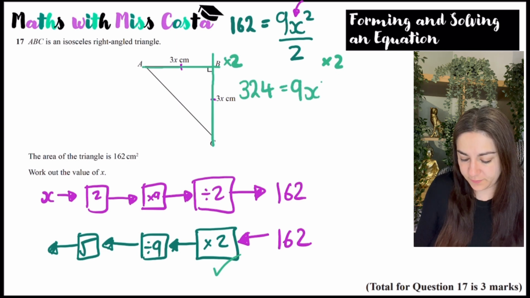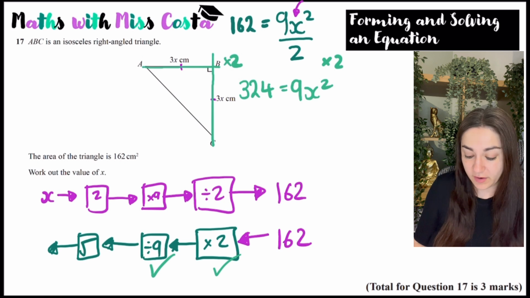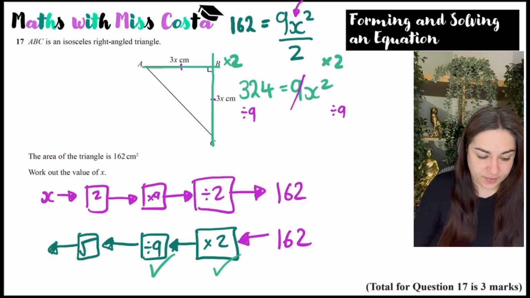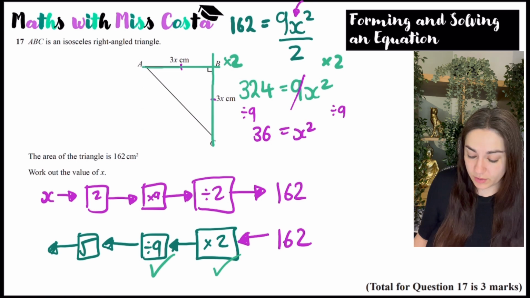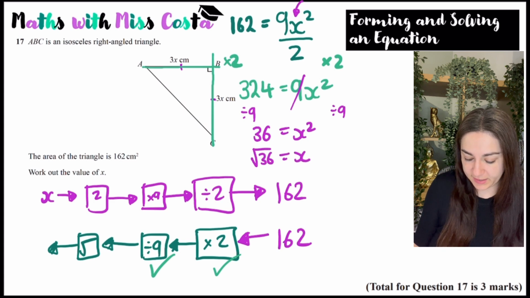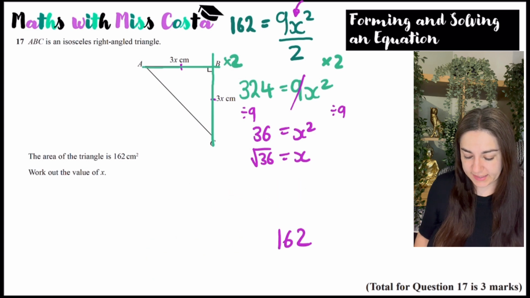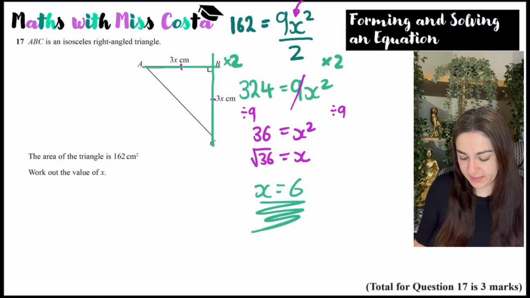So 324 is 9x squared. The next thing I know I need to do is divide by 9. So I divide both sides by 9, and that cancels out here. And 324 divided by 9 is 36. So I know that 36 is x squared. And if you don't know your square numbers that well, you just write in the square root of 36 on the calculator, and that will tell you what x is. But otherwise, you might know that the square root of 36 is 6. So you've worked out that the value of x must be 6.